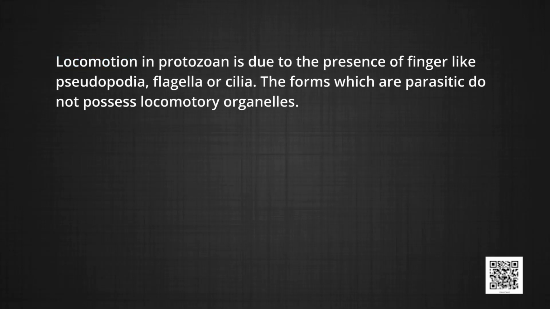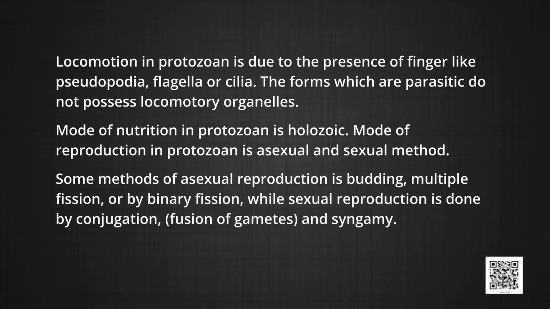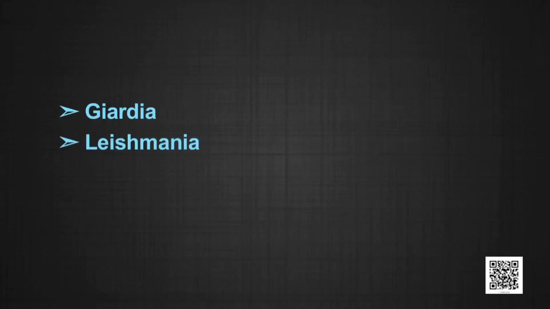Locomotion in protozoans is due to the presence of finger-like pseudopodia, flagella or cilia. The forms which are parasitic do not possess locomotory organelles. Mode of nutrition in protozoans is holozoic. Mode of reproduction in protozoans is asexual and sexual. Some methods of asexual reproduction are budding, multiple fission or binary fission, while sexual reproduction is done by conjugation, fusion of gametes and syngamy. In some forms, during unfavorable environmental conditions, they form cysts which help in protection from desiccation. Examples of protozoans are Giardia, Leishmania and trypanosomes.